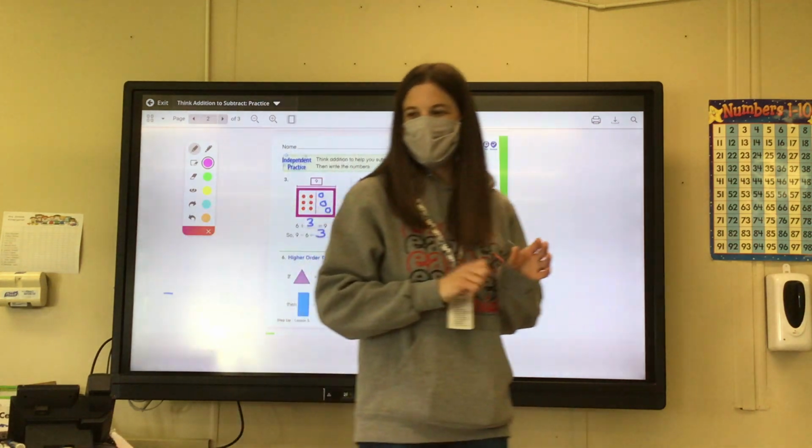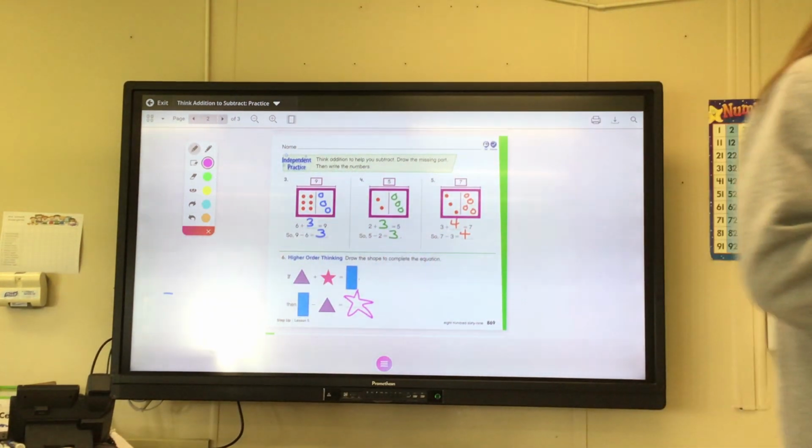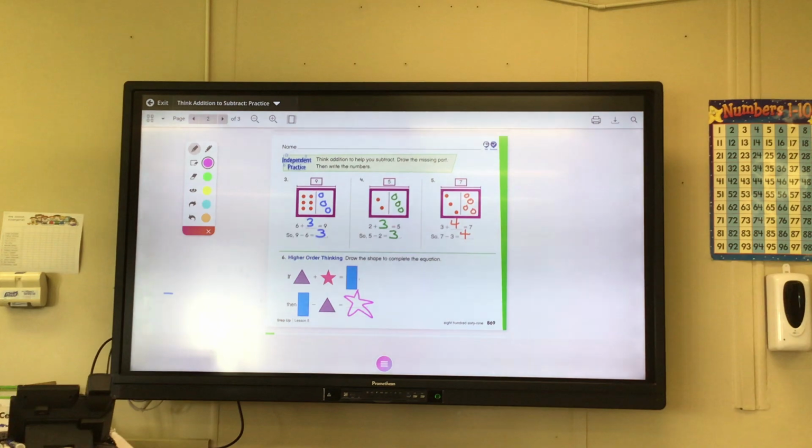Right? 2 parts make the whole. The whole minus 1 part equals the other part. Awesome. Once you have your star drawn, go ahead and turn to the very last page.